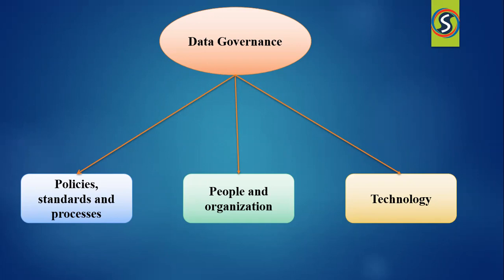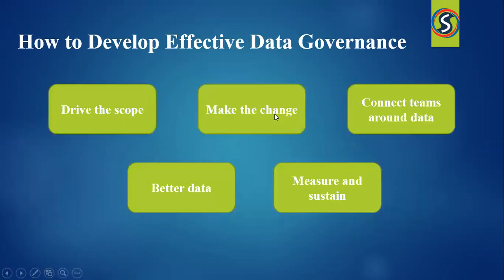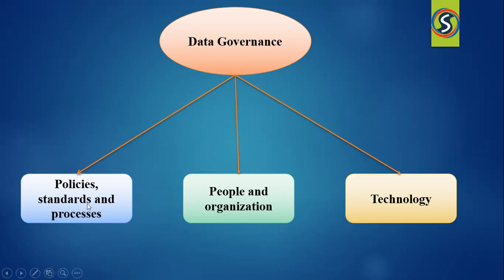So let's talk about the policies, standards, and the processes. Policies indicate the general rules about the data that everyone within an organization must follow. Let's take an example of a data policy that verifies and maintains the quality and integrity of data through all the steps of its life cycle.